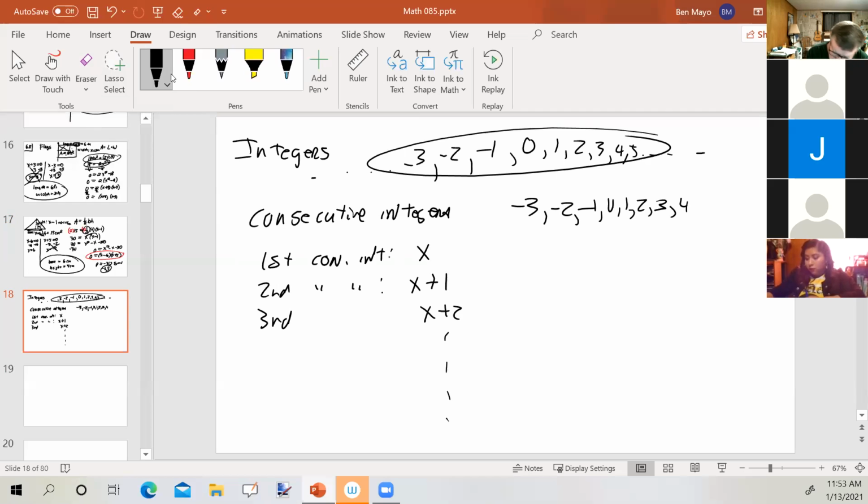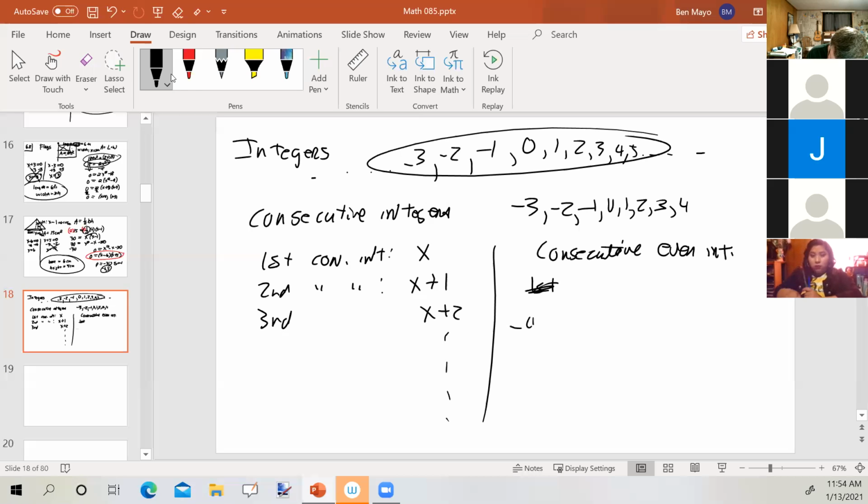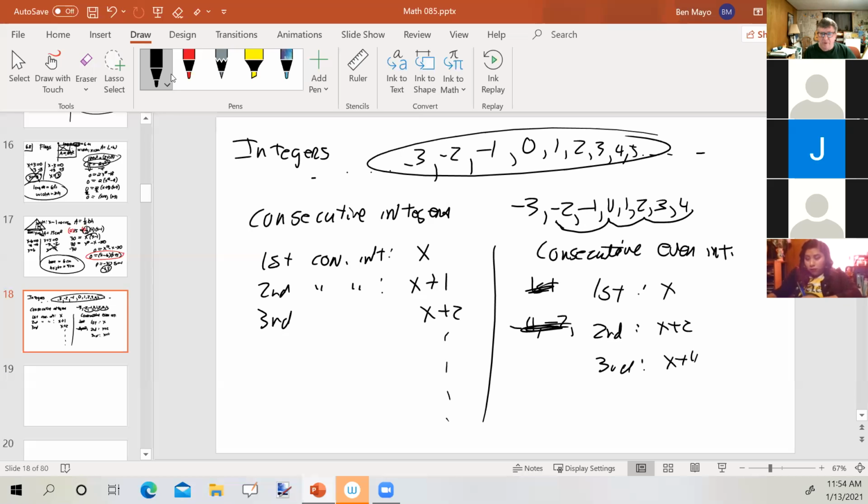All right. Now, what about consecutive even integers? Well, that would be like what? Here, let's see, negative 4, negative 2. Well, in fact, let's go back here. These would be consecutive, right? Negative 2, 0, 2, 4. How far apart are consecutive even integers? They're 2 apart. So if the first one was x, the next one would be x plus 2, and the next one would be x plus 4, etc. Okay? So consecutive integers are 1 apart. Consecutive even integers are 2 apart.